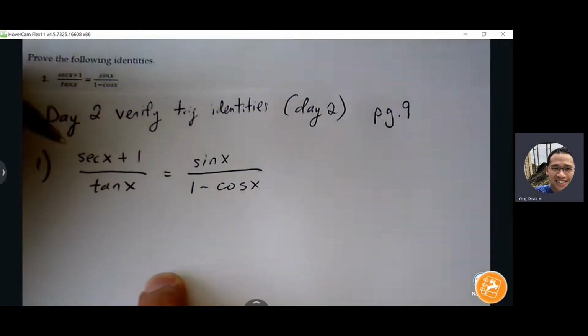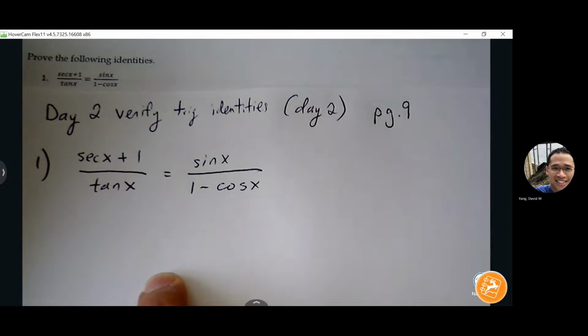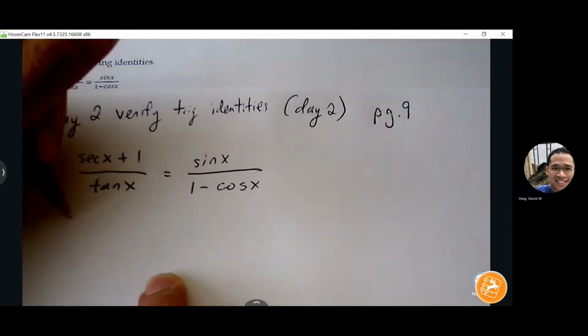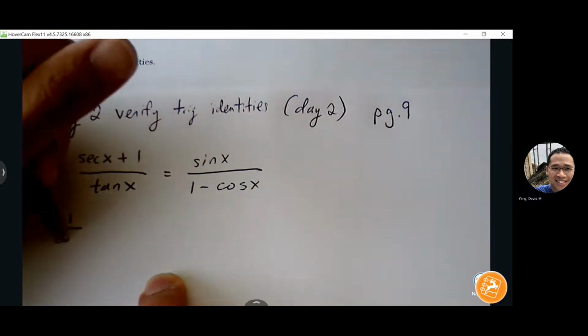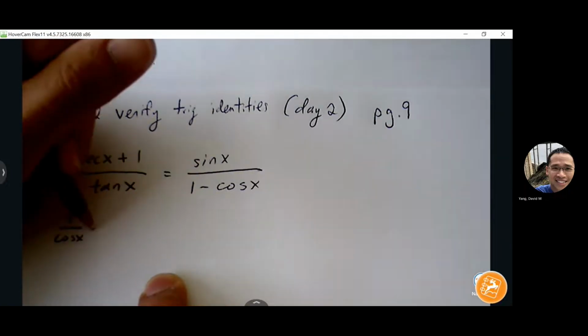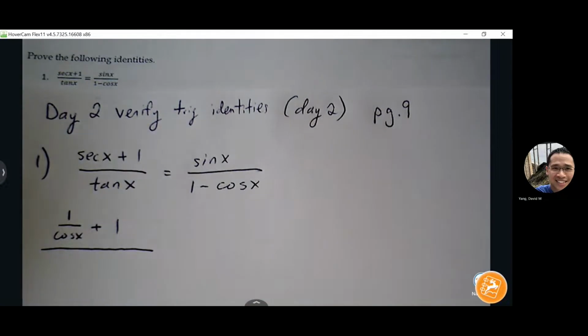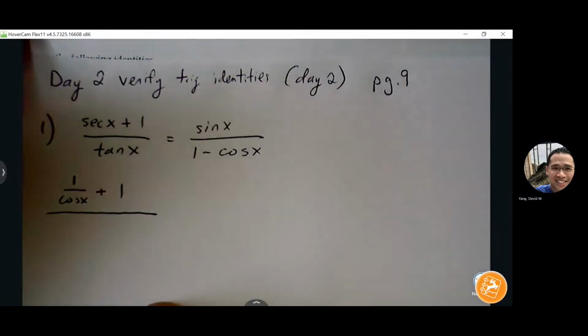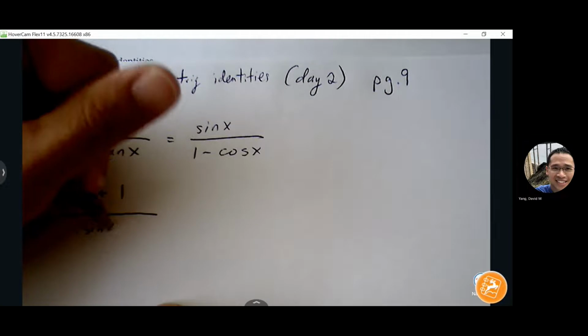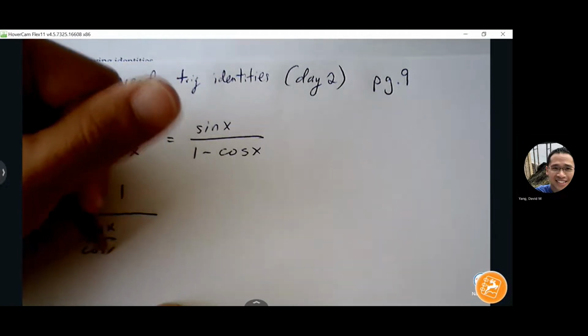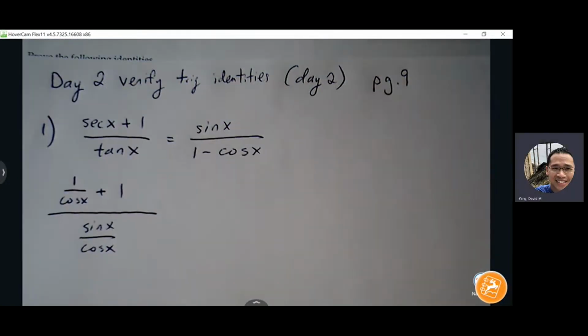But okay, so what can we do with secant? Secant can turn into 1 over cosine plus 1 all over, and tangent x can turn into sine x over cosine x. All right, so we have everything in terms of sine and cosine, but we're still a ways off to get to that right side.